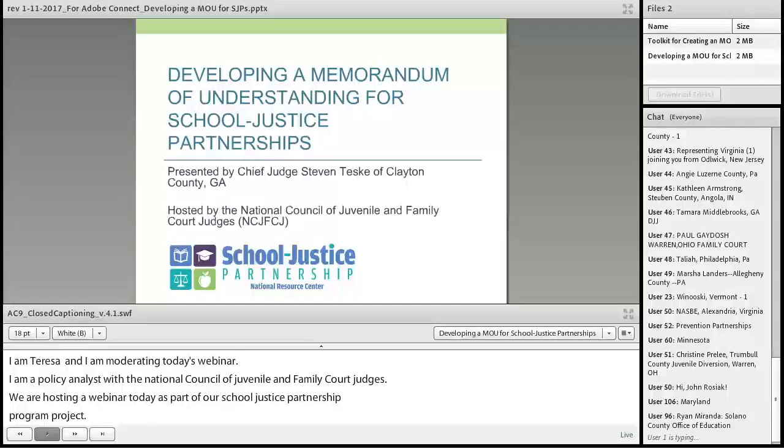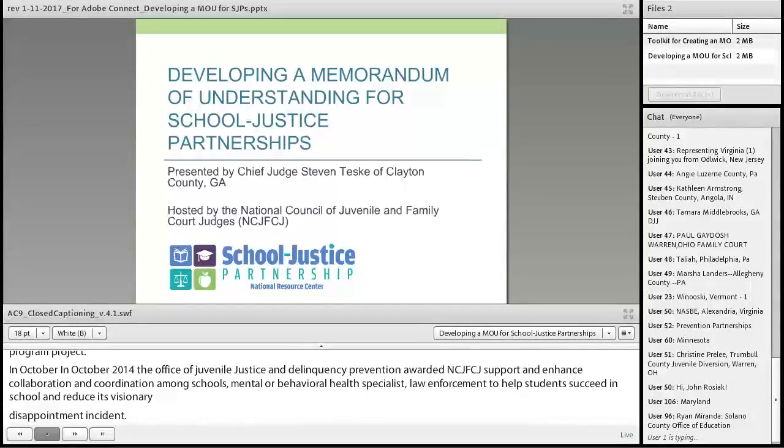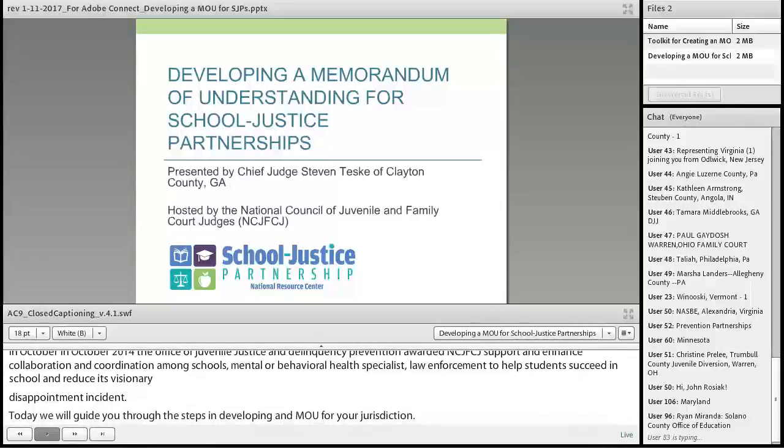Today we'll be guiding you through the steps of developing an MOU for your jurisdiction. An MOU is a critical document in establishing coordinated efforts in a school justice partnership. An MOU is a multilateral agreement among multiple parties intended to express a common vision and line of action.